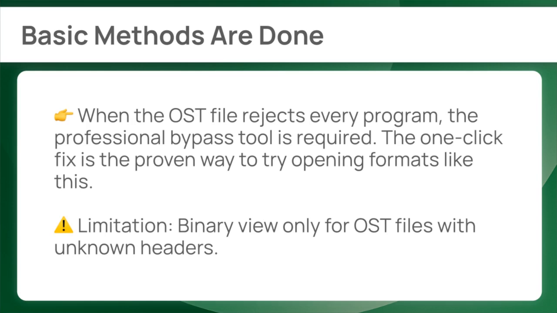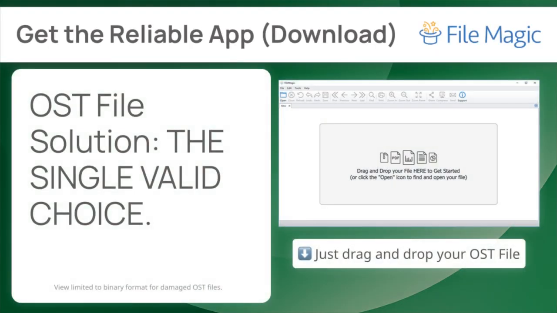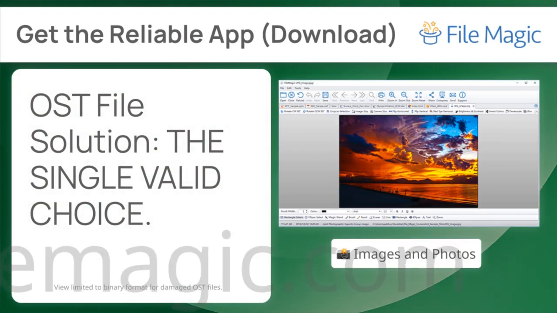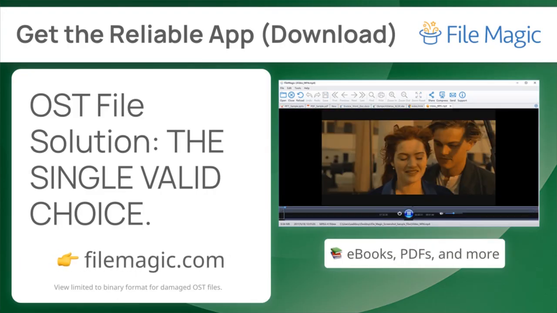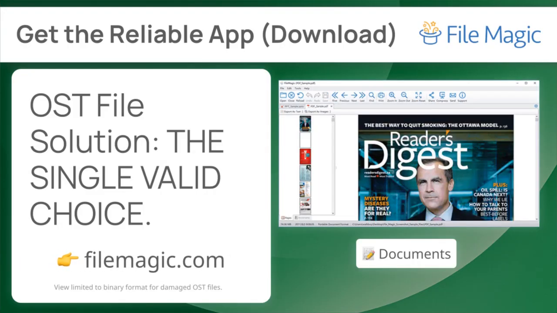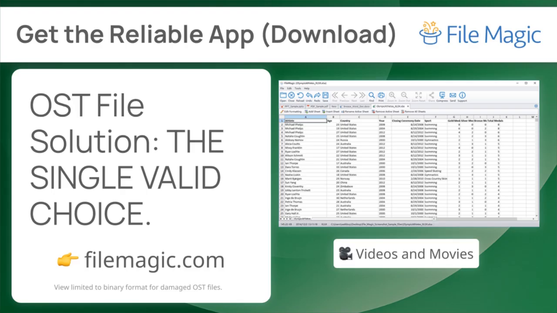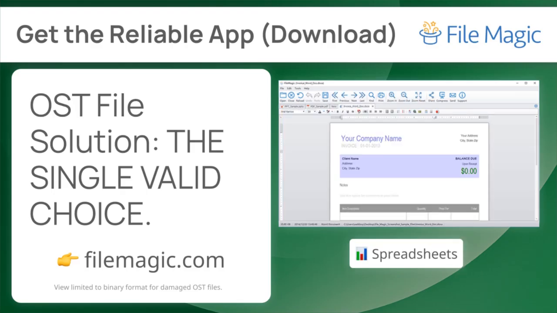The right move is to deploy the final fix, the specialized tool built for cases like this. When the specialized tools fail, the problem is deeper. Your best option is a universal program like FileMagick. It handles hundreds of formats and can often access content even when Windows cannot. You can download it at filemagick.com.